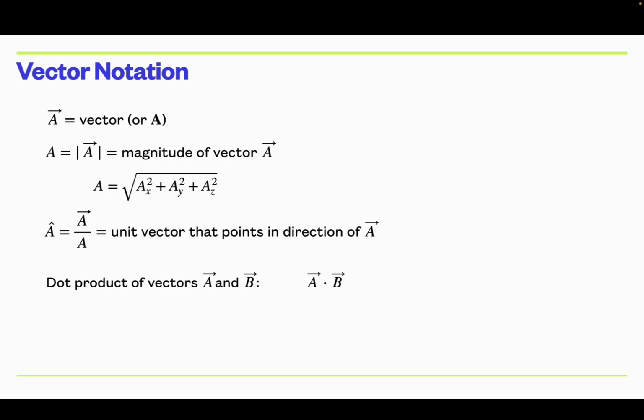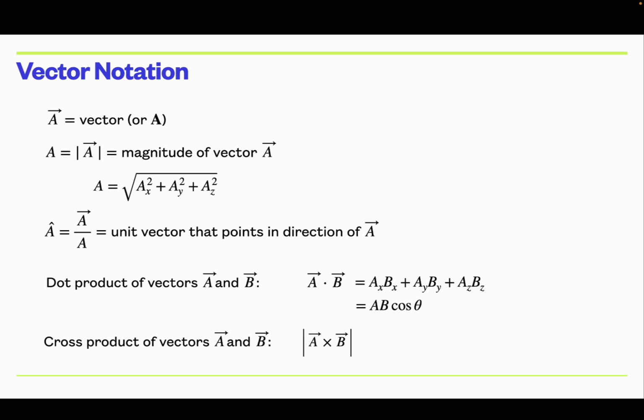Remember that dot products are written as a dot b. In terms of Cartesian coordinates, it's a_x b_x plus a_y b_y plus a_z b_z. You can also write it as the magnitudes of the vectors times the cosine of the angle between the vectors. And the magnitude of the cross product is given by their magnitudes times the sine of the angle between them.